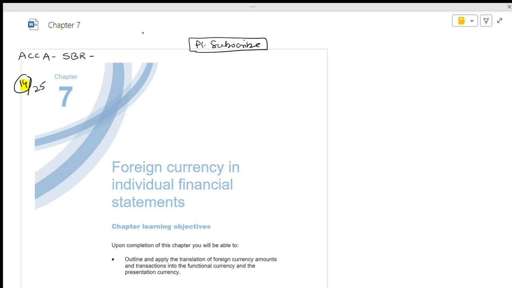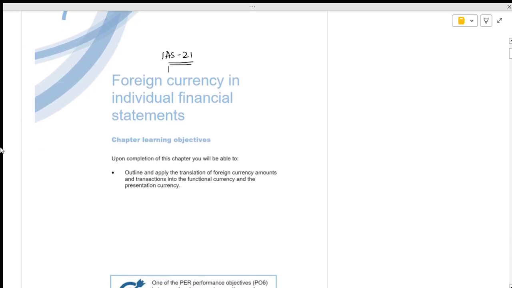Coming back to this, this is related to foreign currency. When we talk about foreign currency, there is one standard that covers it with respect to accounting standards: IAS 21. Nowadays we are talking about multinational corporations, cross-border business activities, cross-country activities, and different currencies.